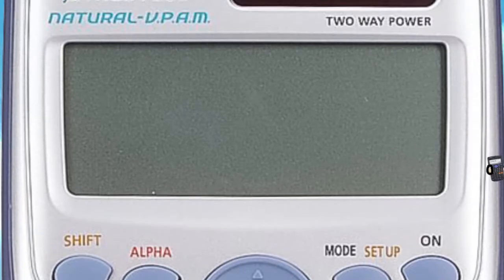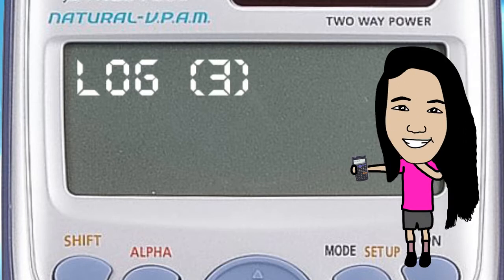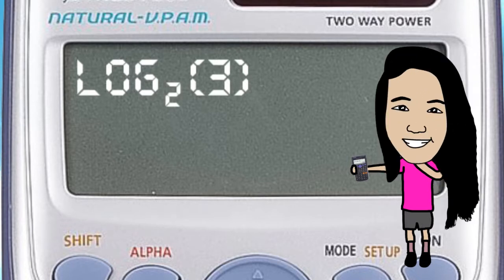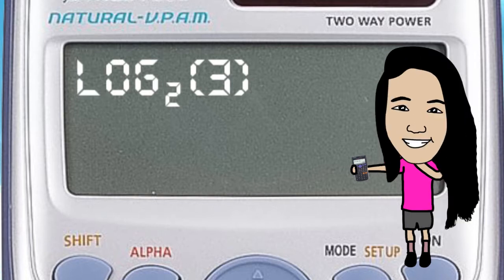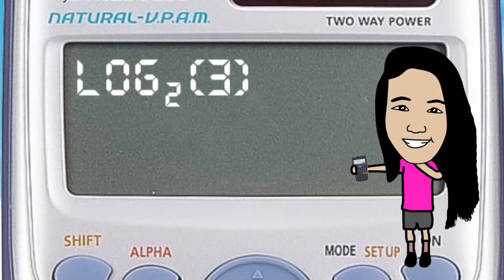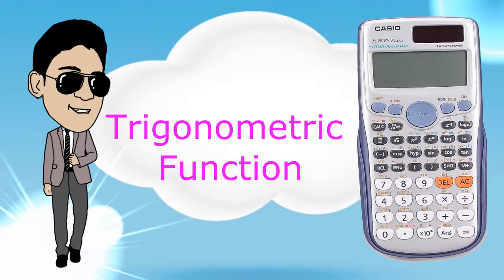The next is the use of this key function. For example, find the value of log 3 base 2. It is easy to get the value because we just switch the calculator to this key function and substitute the given numbers. So that's it. The answer is 1.58.